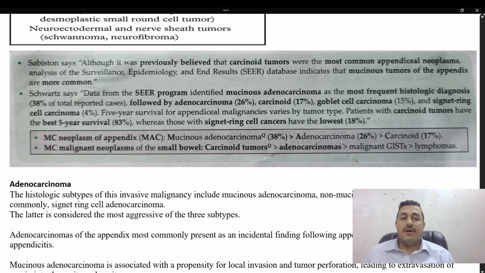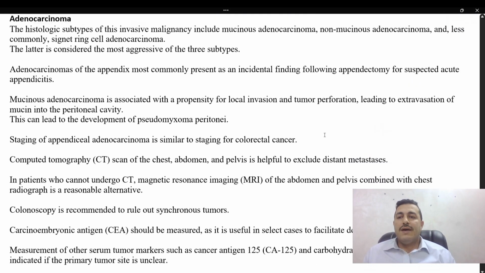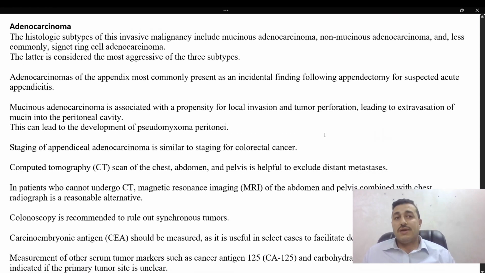They have the lower prevalence or incidence. Here you can see that the carcinoid tumor has a good prognosis, with a good 5-year survival of about 83 percent, whereas signet ring cell has a 5-year survival of about 18 percent. So, okay, if we want to talk about adenocarcinoma, we see the key information.